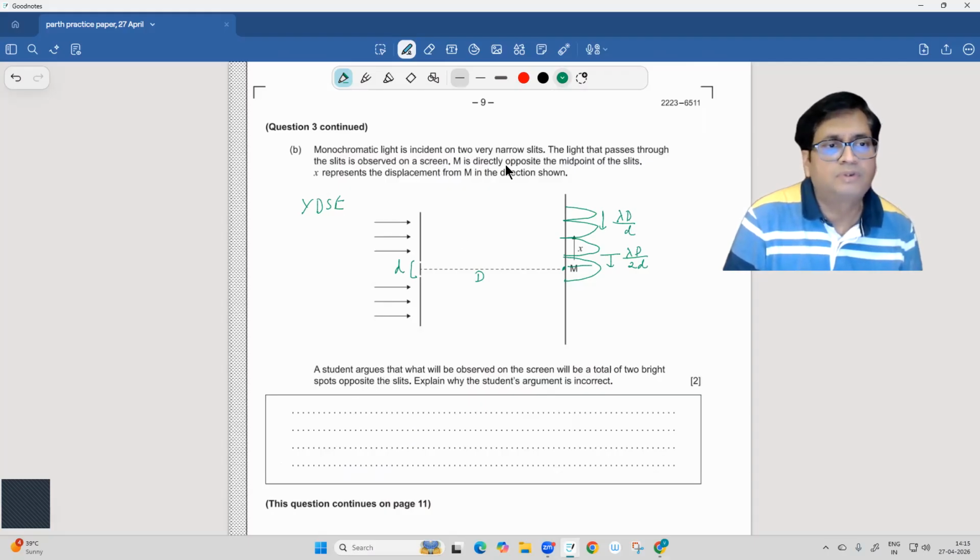They have not given the values. A student argues that what will be observed on the screen will be a total of two bright spots opposite the slits.